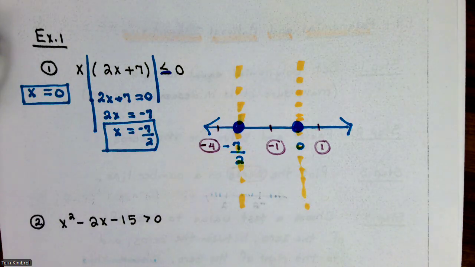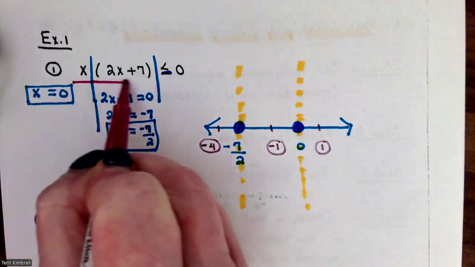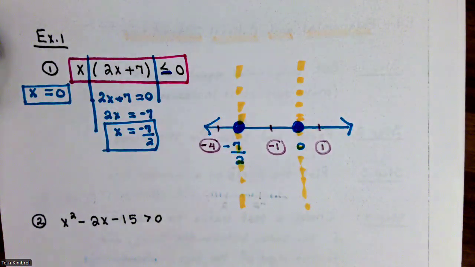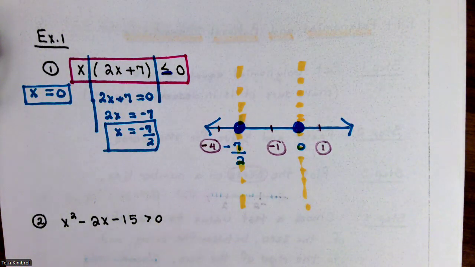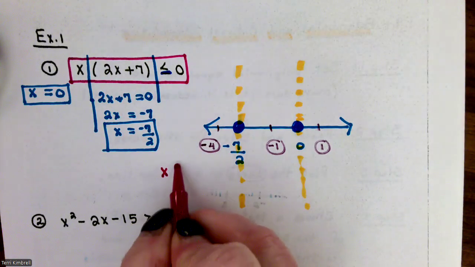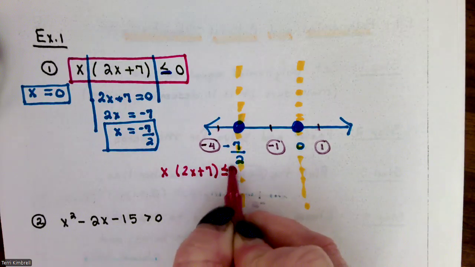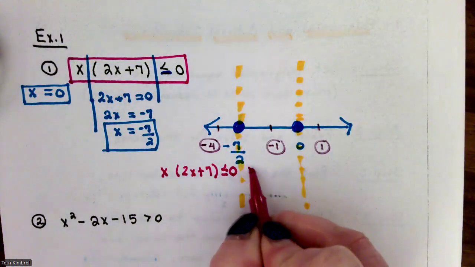Okay. Now, the next thing is you're going to take these values and plug them into the original problem. So when you do that, if it comes out to be true, we're going to shade that area. So I'm just going to recopy the original problem here as you're learning. And I'm going to put it here as well.